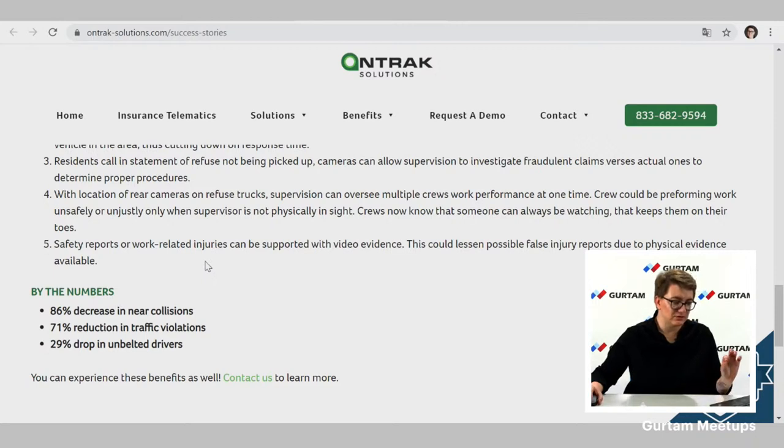Here's the thing: these short phrases and exact numbers are doing really great. But still, I would like to elaborate. You can leave this list of numbers, but you can also extend and explain what happened and the business results connected with these numbers. For example, 29% drop in unbelted drivers. Is it connected with injuries received during collisions and stuff like that? So I guess I would elaborate on these points.